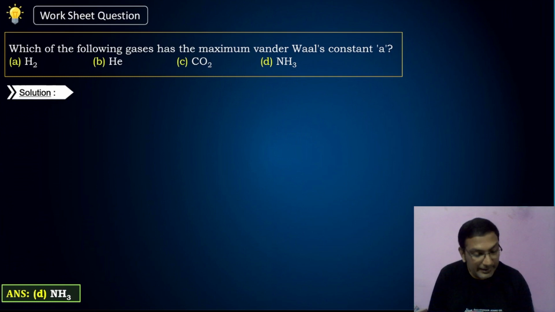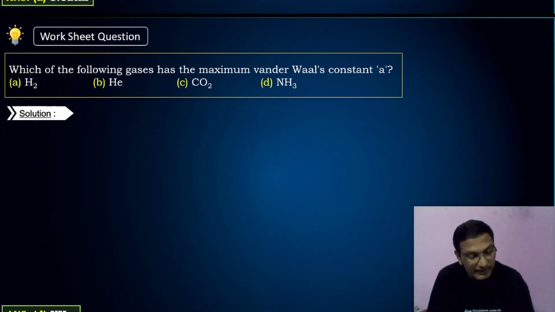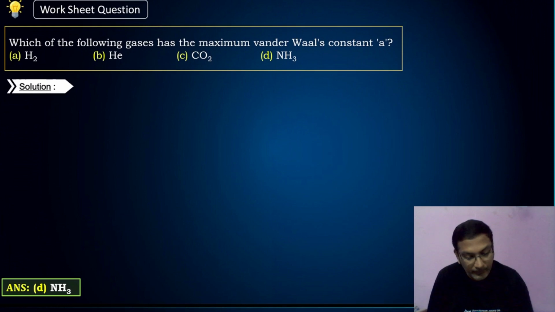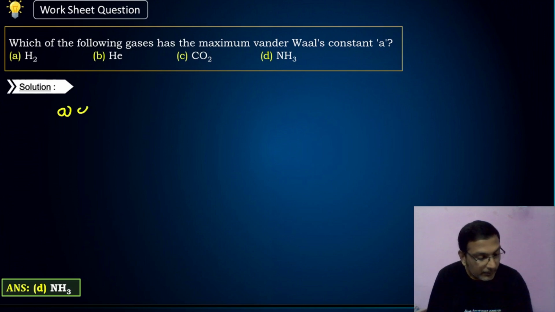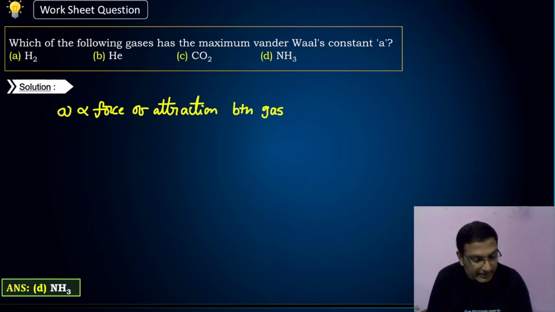So which of the following gases has maximum van der Waals constant A? So van der Waals constant A, very important. Van der Waals constant A directly proportional to force of attraction between gas molecules. So as the force of attraction between gas molecules increases, A value increases.